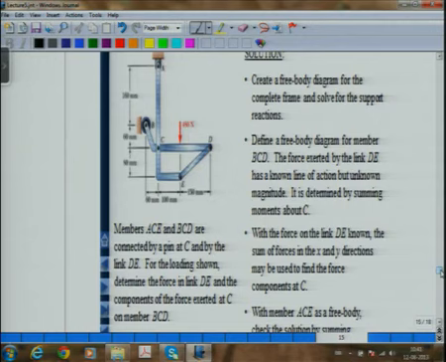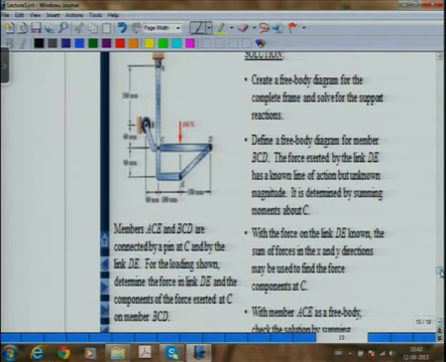So the unknowns will be AX, AY and BX. So first, if I draw the free body diagram of the full truss, I should be able to solve for the three unknowns. Now next, it says determine the force in the link DE and the component of force exerted at C on member BCD. So we have to find how much force the pin C is exerting on BCD.